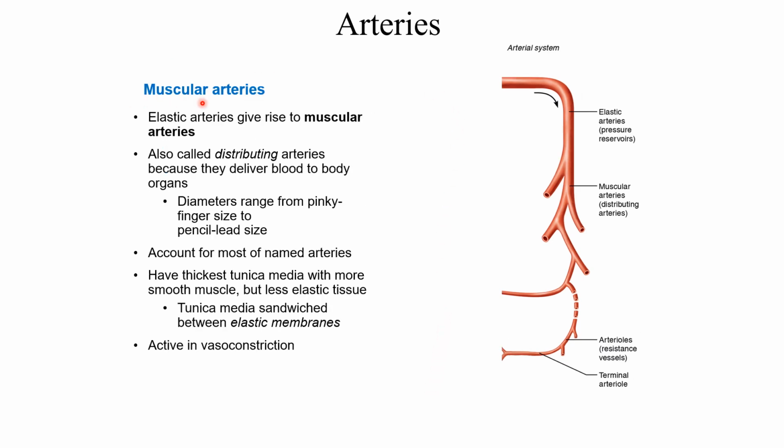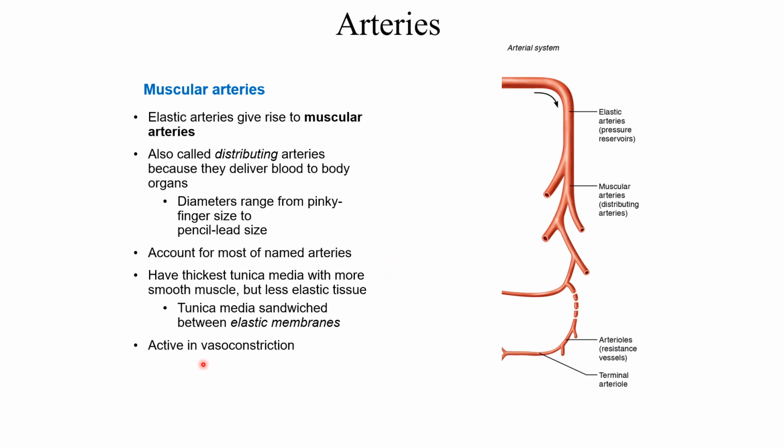Our second type of arteries are the muscular arteries. Elastic arteries give rise to muscular arteries. They're also called distributing arteries because they deliver blood to body organs, and they have different diameter ranges, and they account for most of the named arteries. For example, if I say brachial artery, it is a muscular artery. And they have the thickest tunica media because the smooth muscle layer is present in the tunica media. So it is very normal for us to think that muscular arteries have the thickest tunica media with smooth muscles. And they do have elastic tissue, but it is less compared to the elastic arteries.